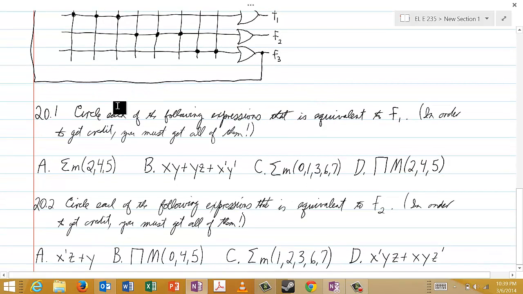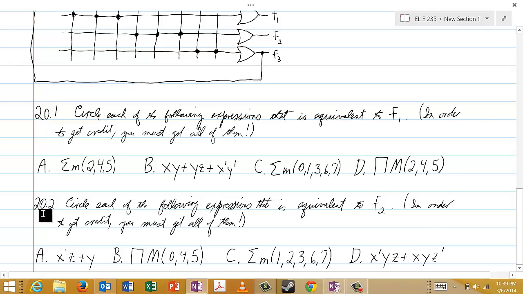The first question says, this is 20.1, circle each of the following expressions that is equivalent to F1. And it says in order to get credit, you must get all of them. And so the choices are: A, the sum of the minterms 2, 4, and 5. B is xy or yz or x prime y prime. C is the sum of the minterms 0, 1, 3, 6, 7. And D is the product of the max terms 2, 4, and 5.